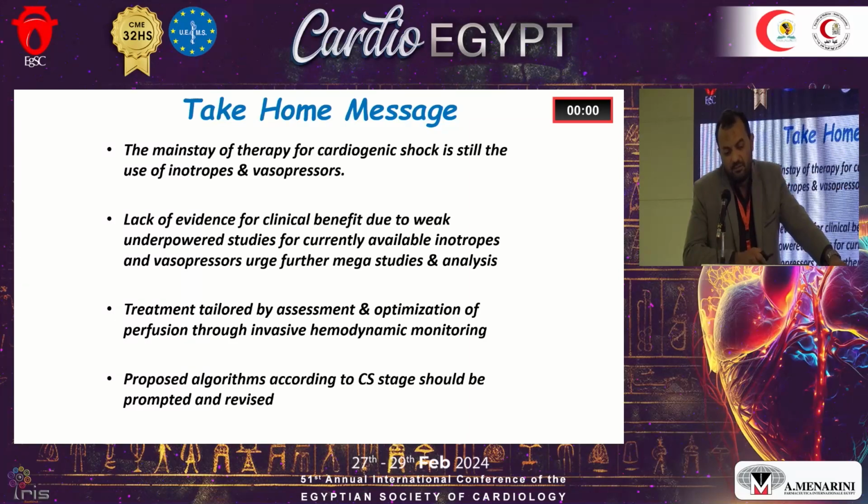So my take-home message: the mainstay of therapy for cardiogenic shock is still the use of inotropes and vasopressors. Lack of evidence for clinical benefit due to weak, underpowered studies for currently available inotropes and vasopressors urges further mega studies and analysis. Treatment should be tailored by assessment and optimization of perfusion through invasive hemodynamic monitoring. Proposed algorithms according to cardiogenic shock stage should be prompt and revisited.